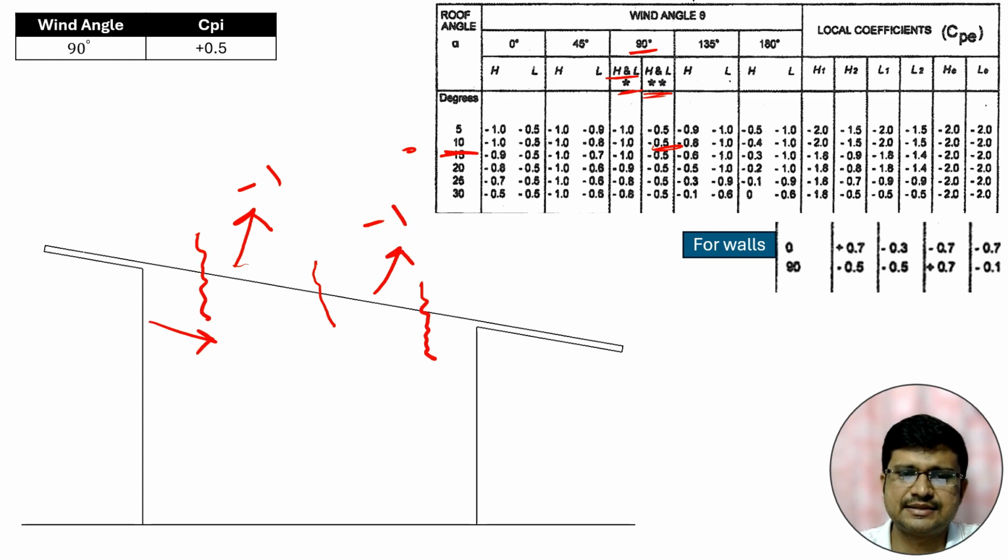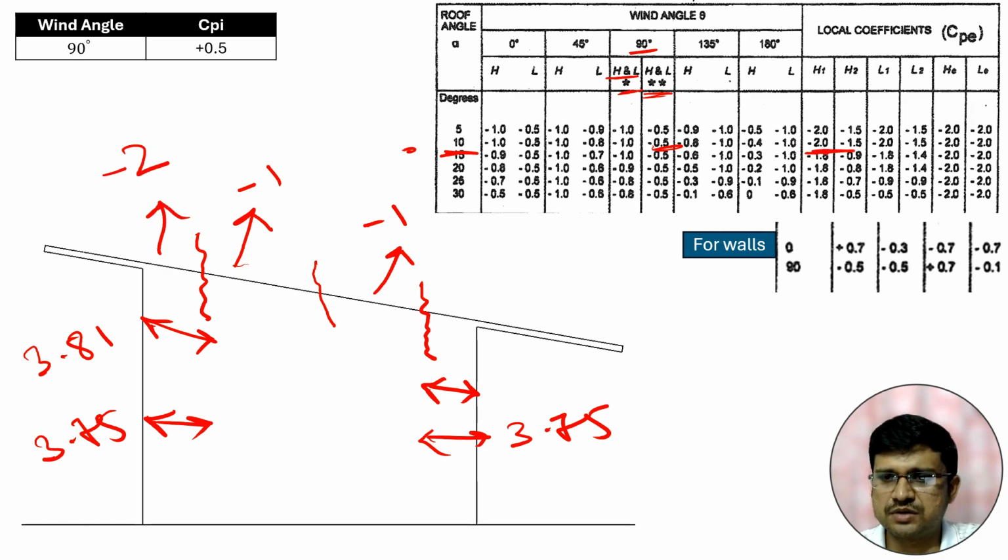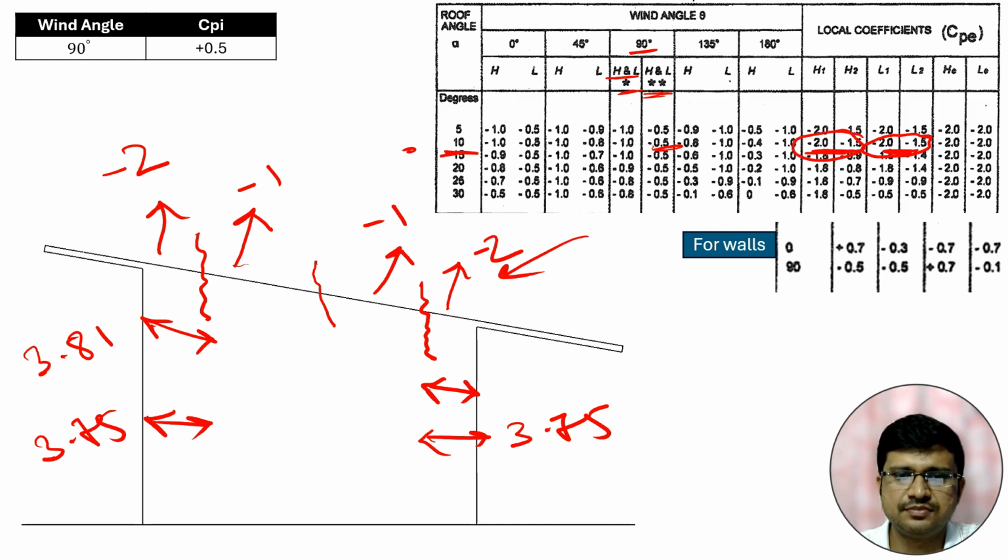For the local zone, this length is 3.81. In projection, it is 3.75. This is the local zone. So here the value is -2, the higher of -2 and -1.5. And L1, L2, the lower side, is also -2. In this portion, it will be the same as the adjoining portion, so it will also be -2. And in this portion, it will also be -2.